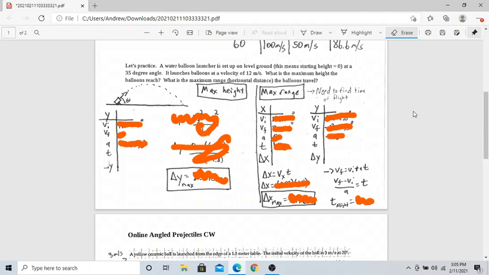This particular video is going to talk about how to work through a problem where you have an angled projectile that is launched on level ground. Now, what that means is that on level ground, the start height and the end height are probably going to be the same. All right, and you see in this picture what it kind of means. It just means it's sitting on flat ground.